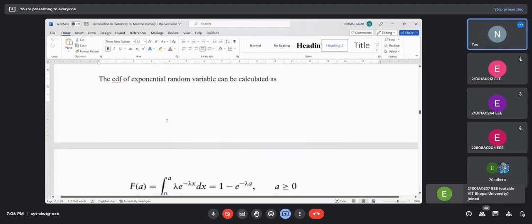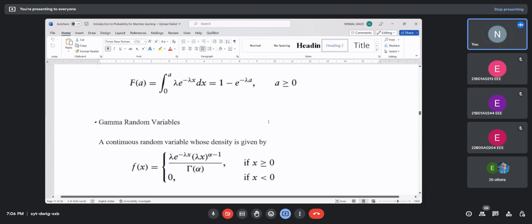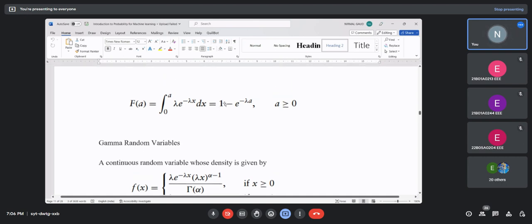Okay. Now, the CDF for the exponential random variable is calculated as written like this: F of a is the integral from 0 to a of lambda e to the power minus lambda x dx. If I perform the integration, I'm going to get the result as 1 minus e to the power minus lambda a. So, you can perform the integration. Say lambda is constant here. You can take lambda out, and then you can perform the integration of e to the power minus lambda x with respect to dx.